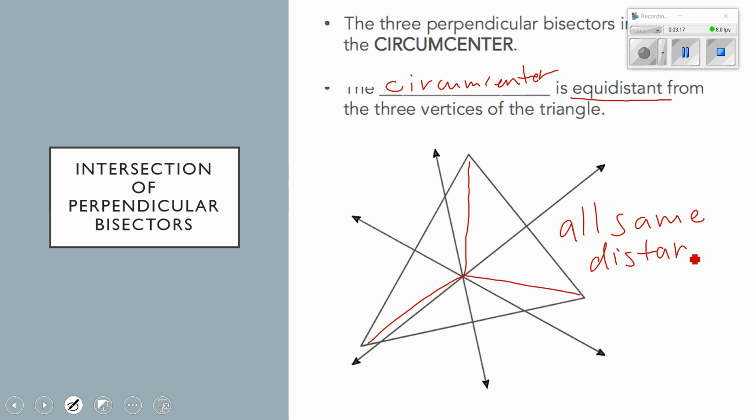There will not be numerical questions about this. You just need to know that as a fact that the circumcenter, which is where the perpendicular bisectors meet, is equidistant from all three of the vertices.